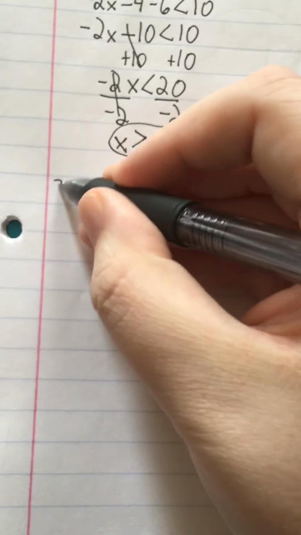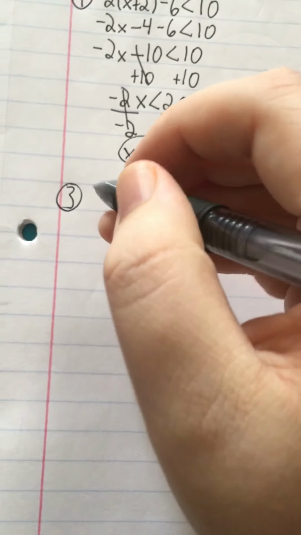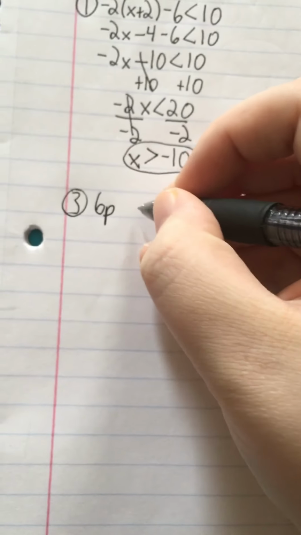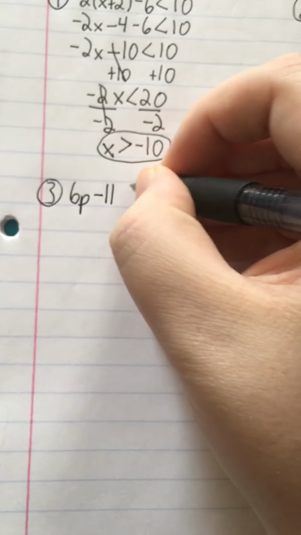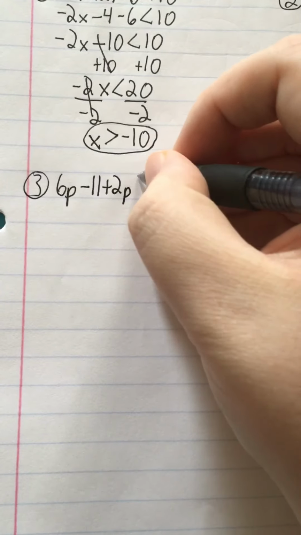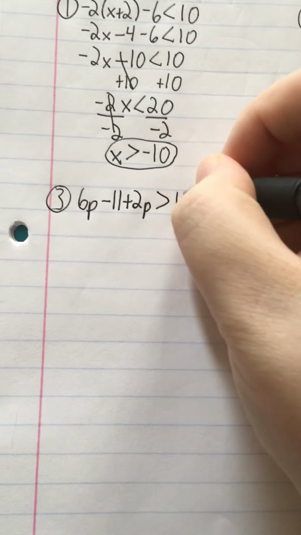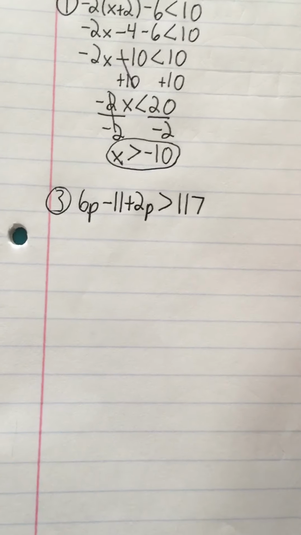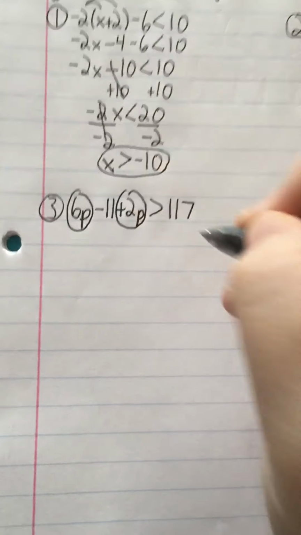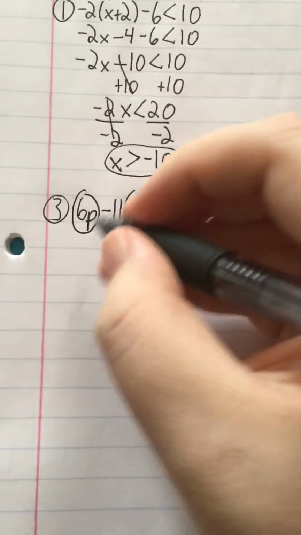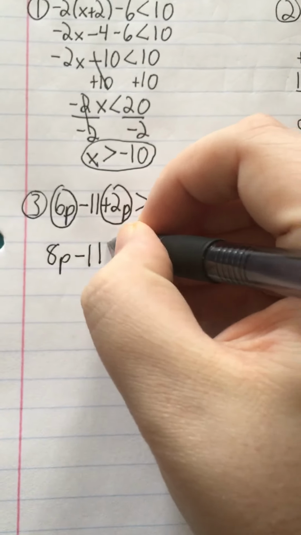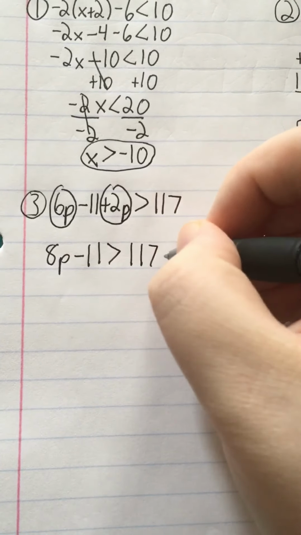For our next problem, we have 6p minus 11 plus 2p is greater than 117. So again, I'm going to combine like terms first. And 6p plus 2p is 8p. Bring down the minus 11, greater than 117.